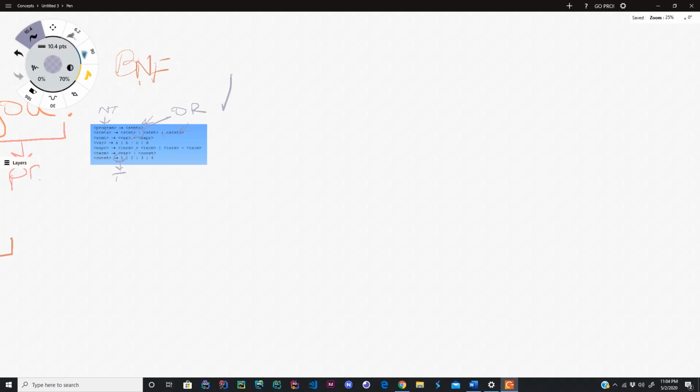In the next video, we're going to use this BNF to derive a sentence. We'll generate a sentence, recognize that sentence, and then create a parse tree from that sentence.